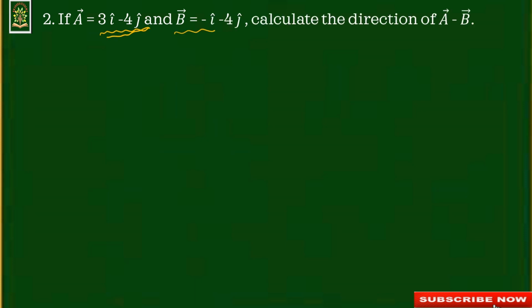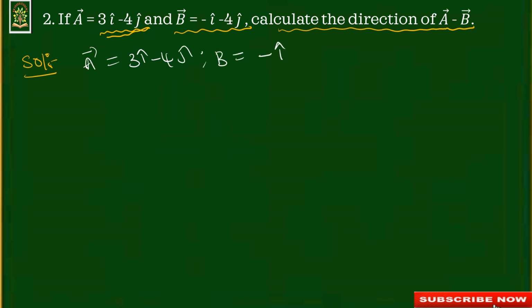Second one. If A bar is equal to 3 i cap minus 4 j cap and B bar is equal to minus i cap minus 4 j cap, calculate the direction of A bar minus B bar. Now we have to calculate the direction of A bar minus B bar. The given A bar and B bar are two vectors. So let us go to the solution. Given A bar is equal to 3 i cap minus 4 j cap and B bar is equal to minus i cap minus 4 j cap.